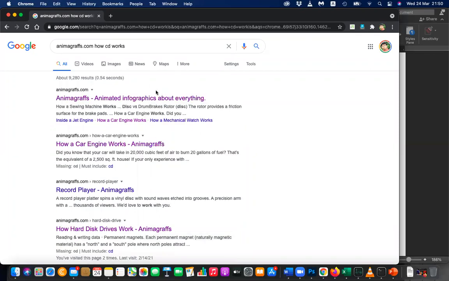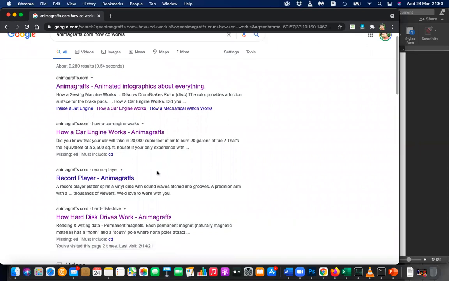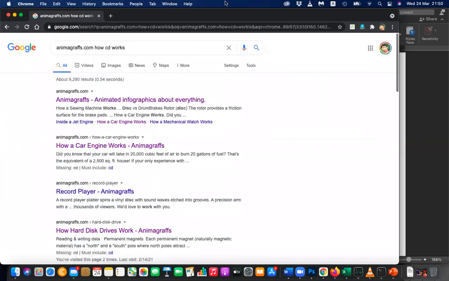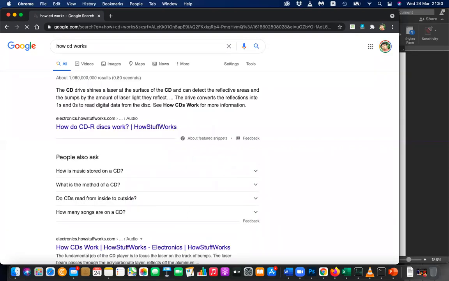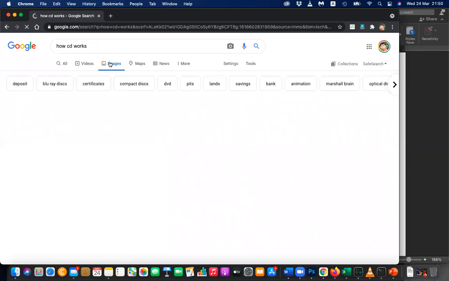Animations, no. How a CD works, no, it's not there. The hard disk working, it's there. But how a CD works, it's not there. Right, but anyway, you can just search using your friend, that is Google. Just Google it.